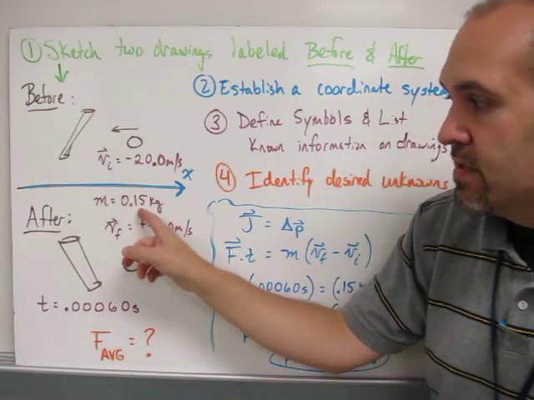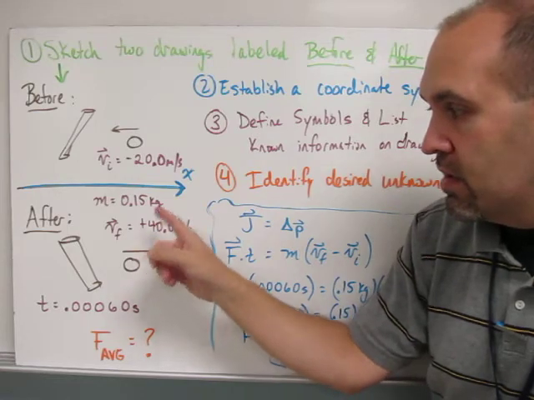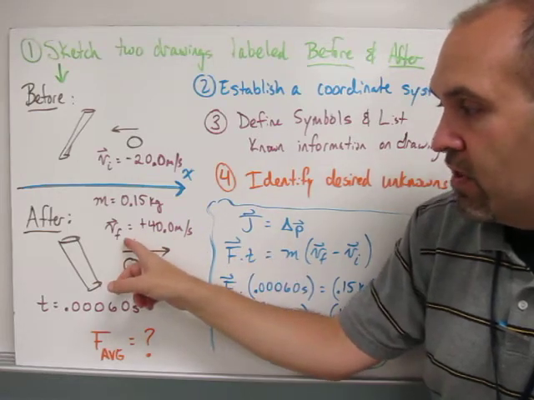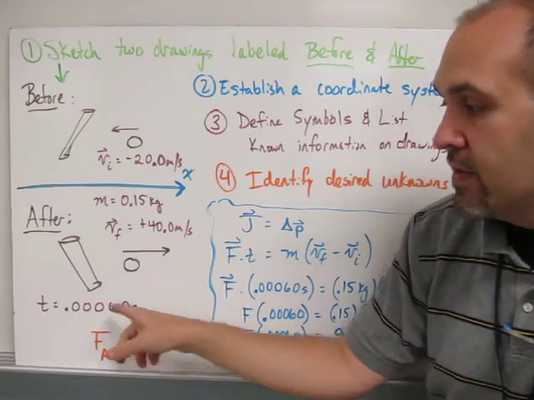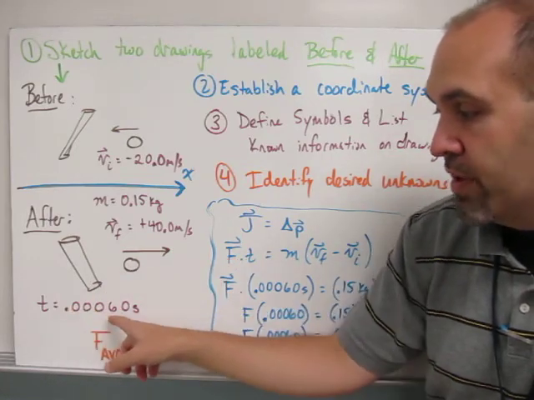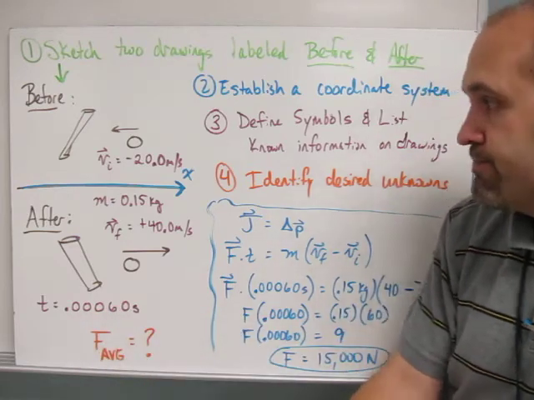The mass I listed for the baseball is 0.15 kilograms. Remember, we converted that on the last board. The final velocity is positive 40 because it's moving to the right now. And then I also listed the time as 0.6 milliseconds, or 0.00060 seconds.